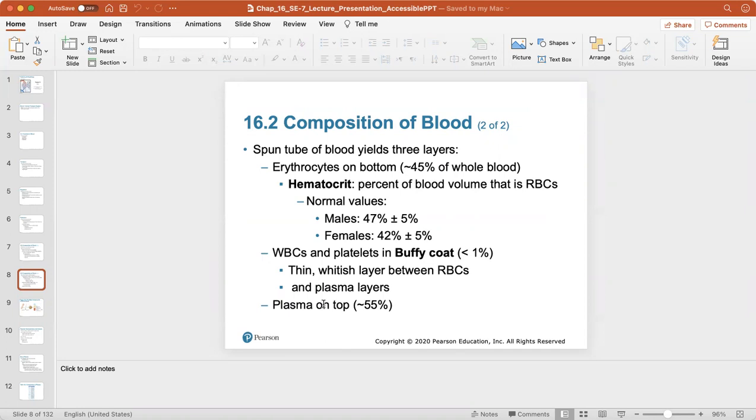The hematocrit is the percent of blood volume that is only red blood cells, and it changes a little bit on your gender and age. The erythrocytes make up about 45% of whole blood. The white blood cells and platelets make up less than 1%, and the plasma always floats up to the top, and that makes up about 55%.